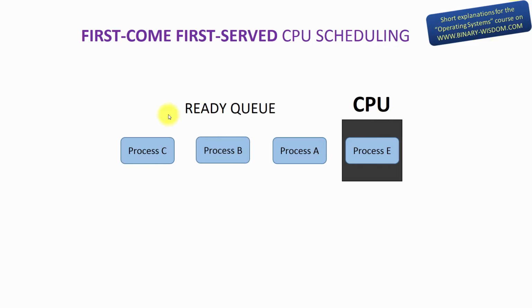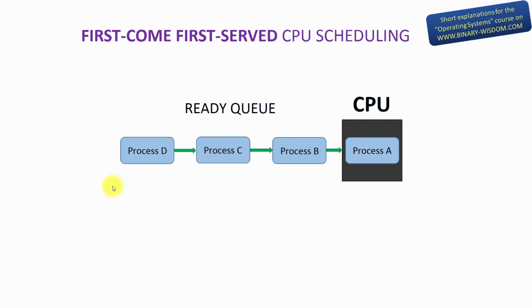We have a bunch of processes waiting in the ready queue to use the CPU. The first come first served approach takes the easiest approach and treats the ready queue as a real queue. The first process in the ready queue is the next one to use CPU. Processes that enter the ready queue take their place at the end of the line.